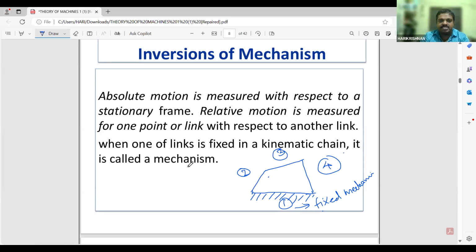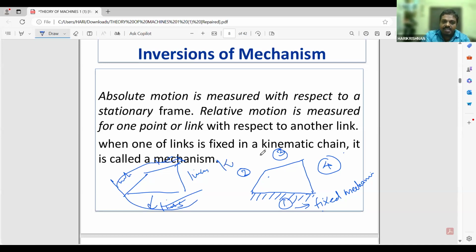When one of the links is fixed in a kinematic chain, it is known as a mechanism. So this system is known as a kinematic chain, and these are known as links. This is link, this is link. When different links are connected in such a way that there is a definite motion, it forms a kinematic chain. When one of the links of a kinematic chain gets fixed, it forms a mechanism.